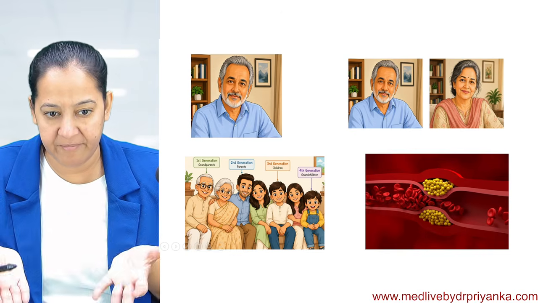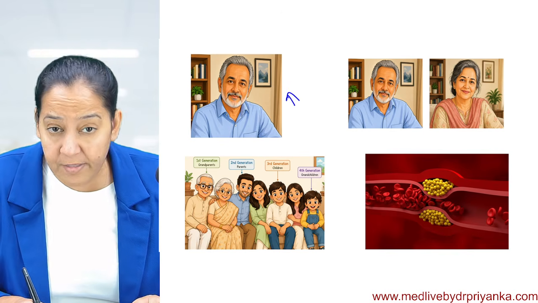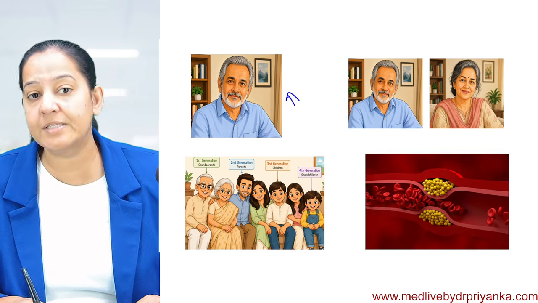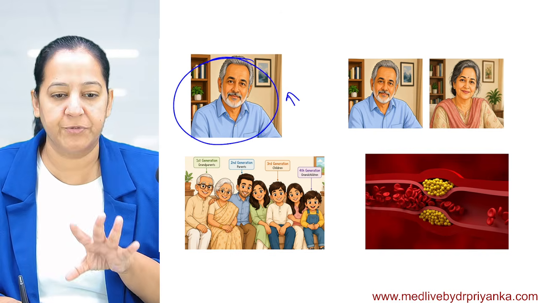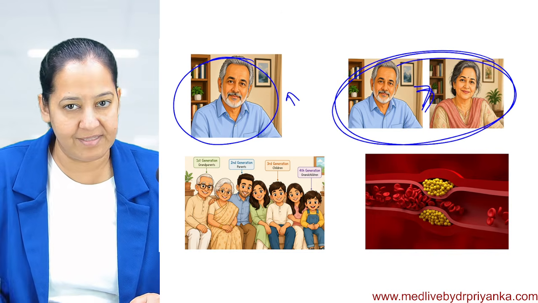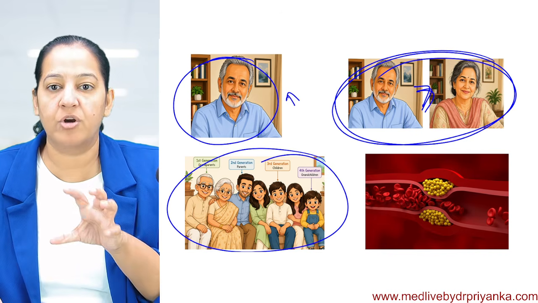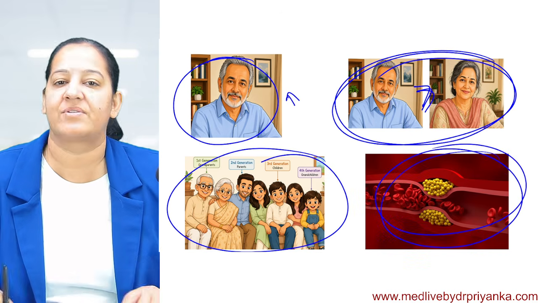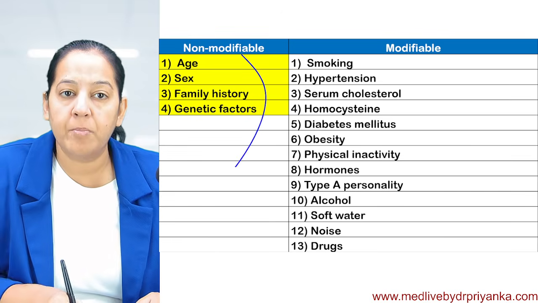What are the 4 non-modifiable risk factors? The incidence of CAD, coronary artery disease, increases with age. It is more common after 50 years of age, with maximum incidence at 50 to 60 years. It is more common in males as compared to females. That is gender. It runs in the families. And there are genes which control the amount of cholesterol and triglyceride in the blood. So these are the 4 non-modifiable risk factors.